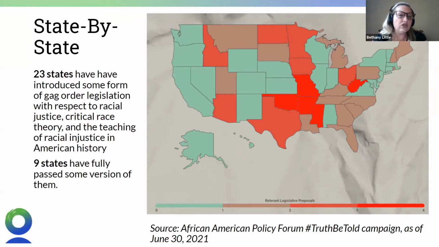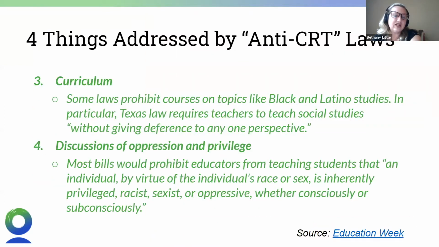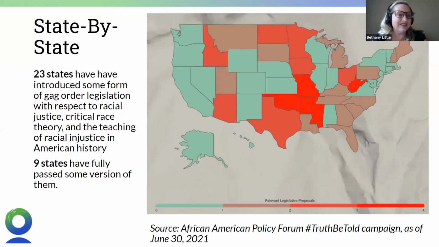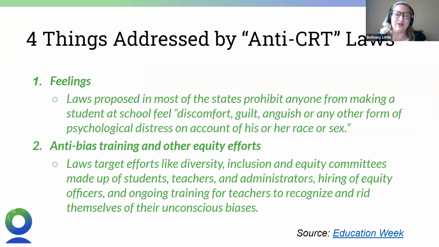What do those laws really do? There are basically 4 things that these laws are doing. In our next slide, we can tee them up. Some of them speak to the issue of feelings. There are literally laws proposed in many of these states that prohibit anyone from making a student at a school feel discomfort, guilt, anguish, or any form of psychological distress on account of his or her race or sex. So one thing these laws do is go after feelings.